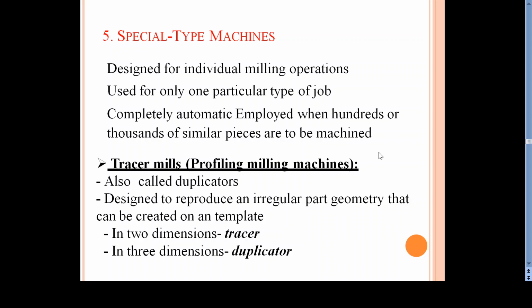So this machine consists of a tracer. You just move the tracer over the template, and the same tracing will be taken by the tool, so that you will get the same shape on the workpiece. It's just like a copy machine.